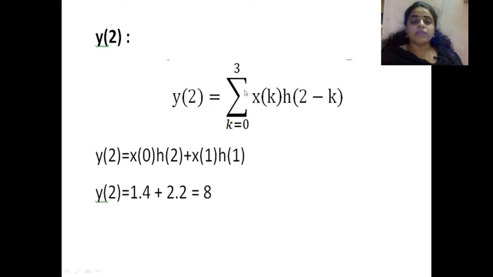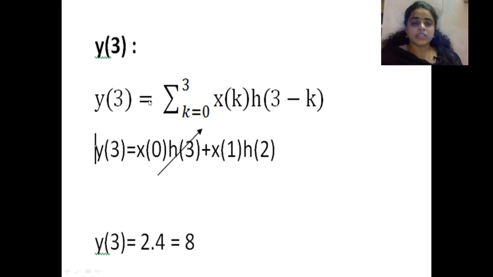Y of 2 equals summation k equal to 0 to 3, x of k, h of 2 minus k. So if you substitute n equal to 2 here, we can get y of 2: x of 0 into h of 2 plus x of 1 into h of 1. We have h of 2 also. So if you substitute, 1 into 4 plus 2 into 4, 4 plus 4, the value will be 8.